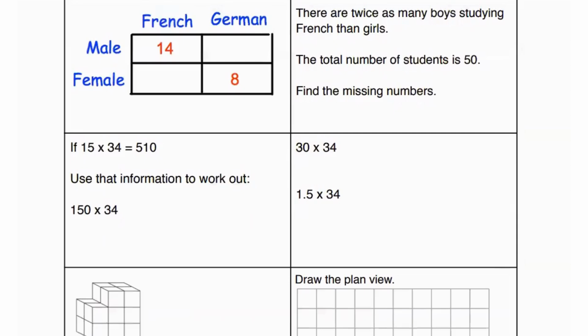Then it says there are twice as many boys studying French than girls. The total number of students is 50. Find the missing numbers. So there are twice as many boys studying French than girls. If there are 14 boys studying French, then we're going to have 7 girls studying French. Then for German, we're going to do 50 minus 14 minus 7 minus 8, which is going to leave us with 21. So 21 boys study German.